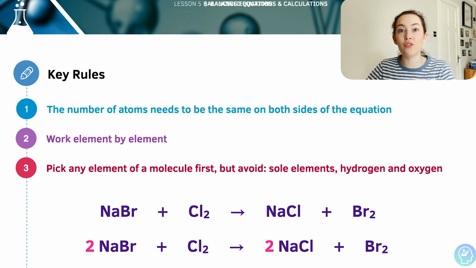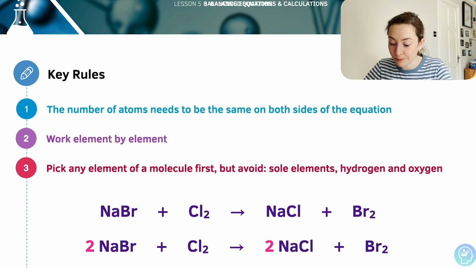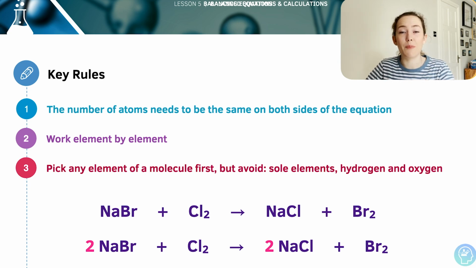So you can see some key rules that we use. Of course, the number of atoms needs to be the same on both sides, and some equations are easier to do than others. Work element by element, so don't try and juggle too many things at once, and pick any element of a molecule first, but do try to avoid sole elements like hydrogen and elemental molecular oxygen. Leave those till last, because they can mop up the last few atoms remaining. And the net charge also needs to be equal if we're dealing with ions. In the process, you might find yourself unbalancing a particular element. That's okay, don't worry about it. Just focus on the element you're balancing at the time and move back onto that element later on. And you will get there eventually.